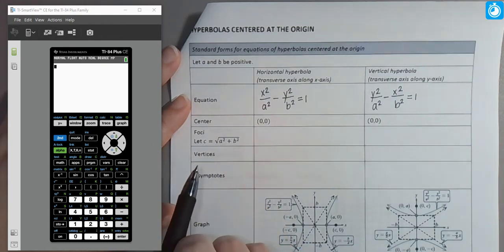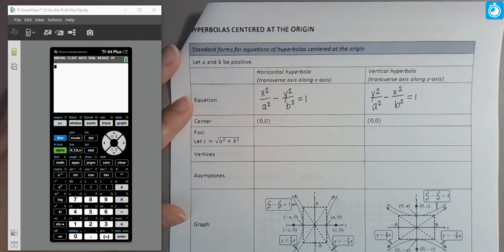And in this case, C is going to be larger than our two values. When we looked at an ellipse, we noticed that C was going to be smaller than A, so that the foci were closer to the center than the vertices were. In this case, the foci are going to be further out than the vertices, which means C is going to be larger than our value for A.